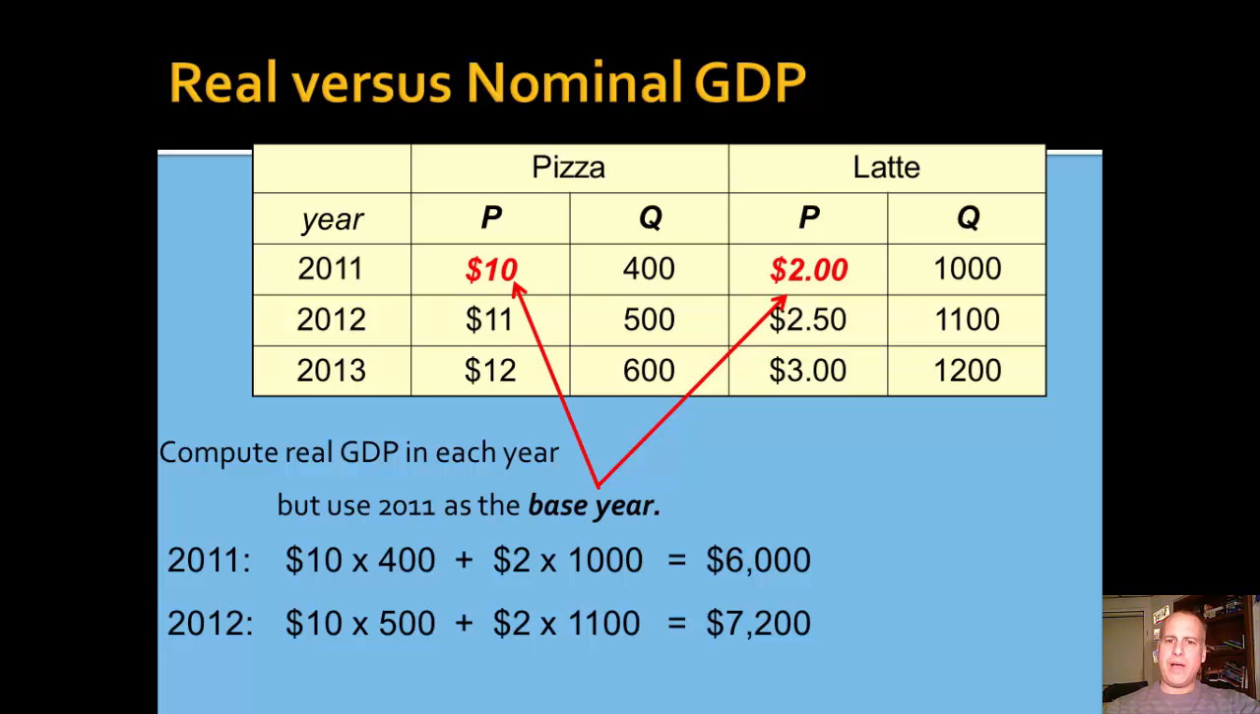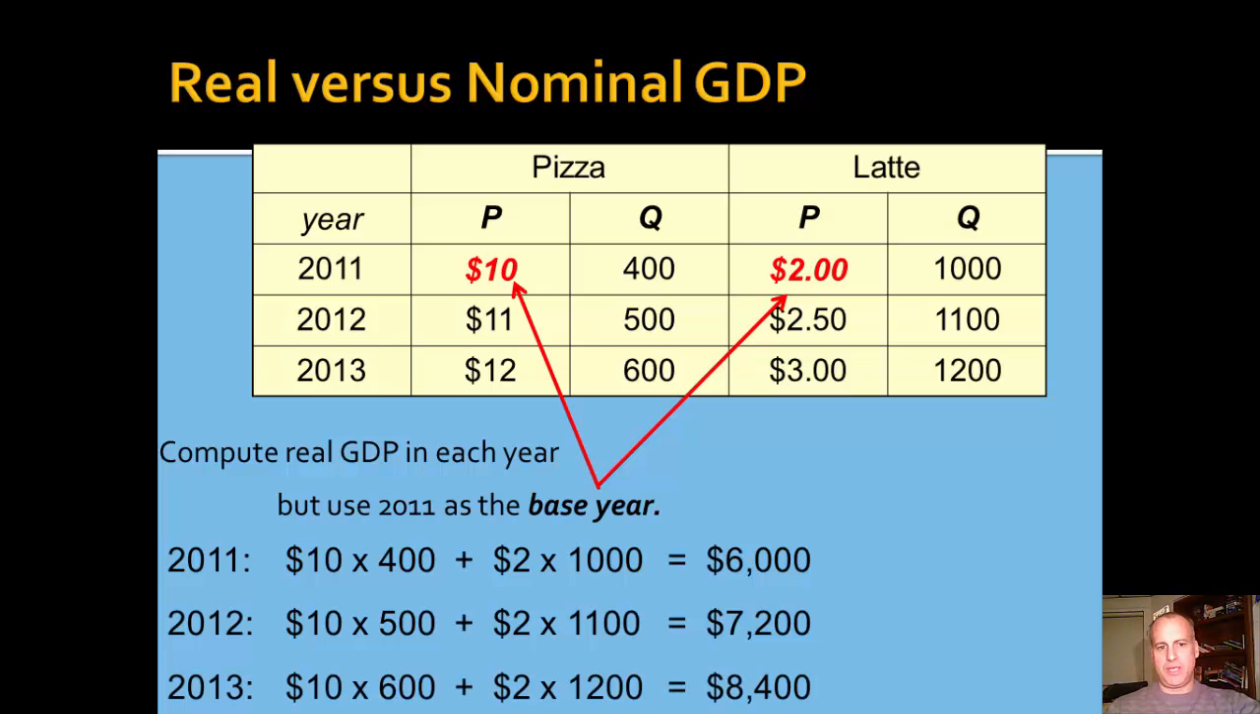In 2012, however, notice that what we're doing in our calculation is using the old prices. So what we see is that we manufactured 500 pizzas and 1,100 lattes, and at old prices we had a $1,200 increase in GDP. This $1,200 increase in GDP represents what we would have seen in GDP growth if prices had remained the same. And so what we're doing here is we're correcting for the effect of inflation. We're taking out the effect of the price change for our comparison of GDP from one year to the next.